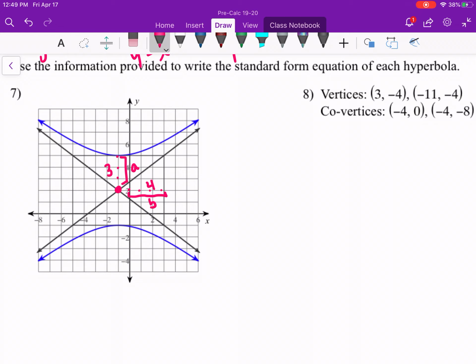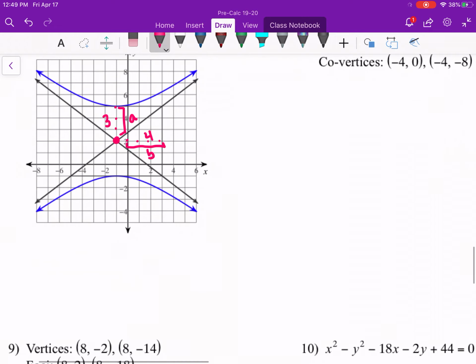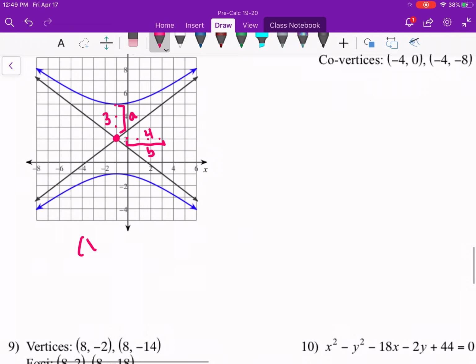You want to notice that they open up and down, which means the y term is going to be first. Again, whenever I see it opening up, I think like that's the y. I don't know. That helps me remember it. I'm really sorry if you hate that and it doesn't help you at all. But maybe it does, and maybe it helps one person, and it's worth it. So yeah, I know that y is going to go first.